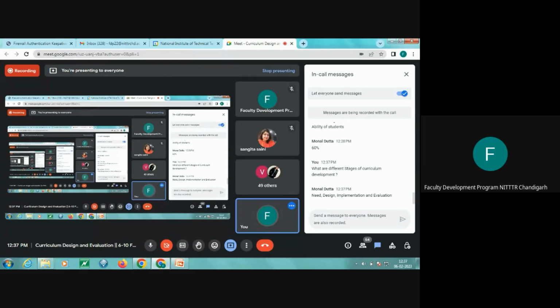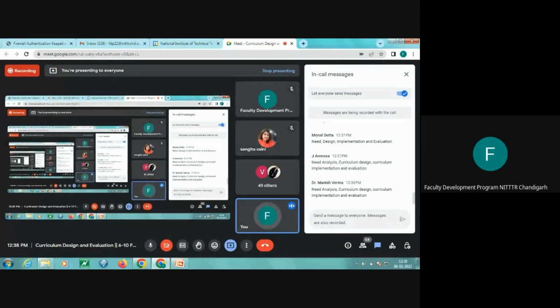All my friends, please take your own time. All the stages of curriculum design, curriculum development, all of you have to write down the name of those stages. A very simple question, but just to revise, so that whatever we are learning, you are in touch with whatever is being taught during this program. I would like to know from you what are different stages of curriculum development.